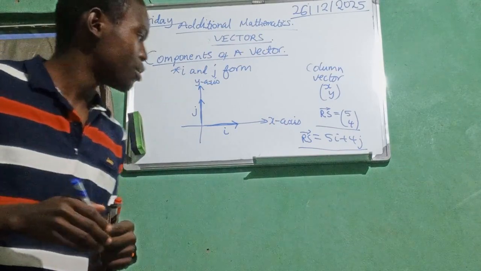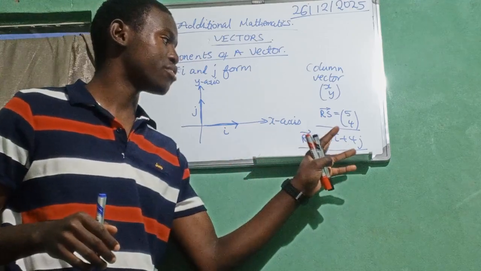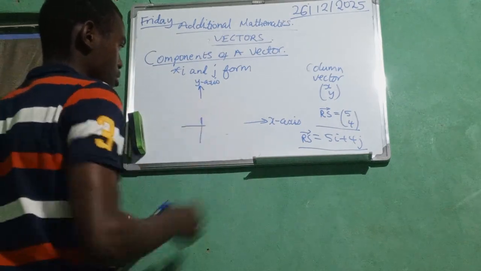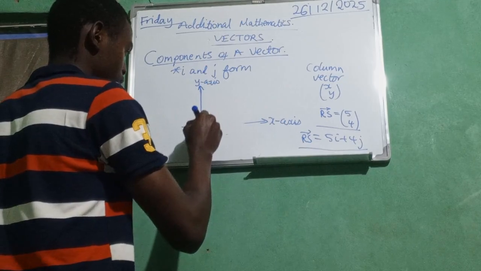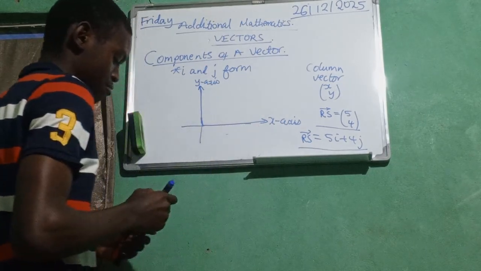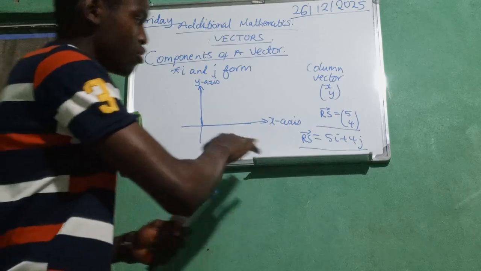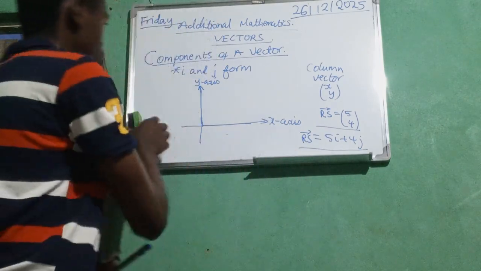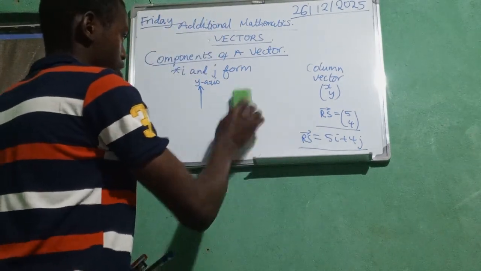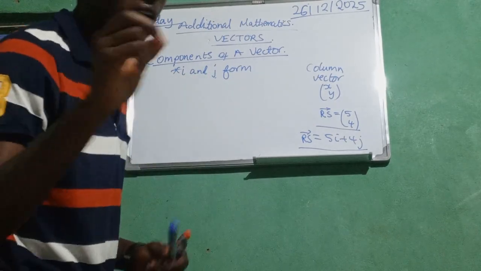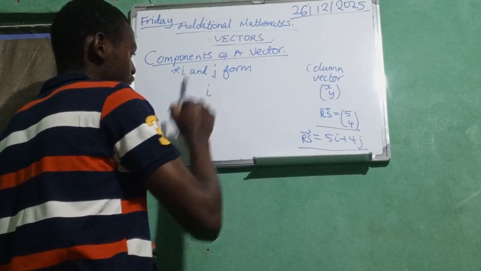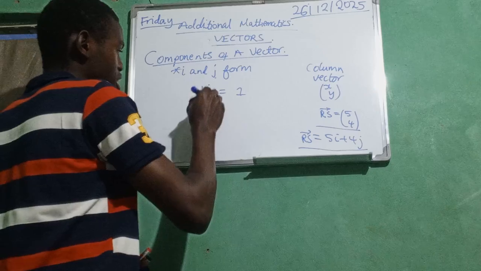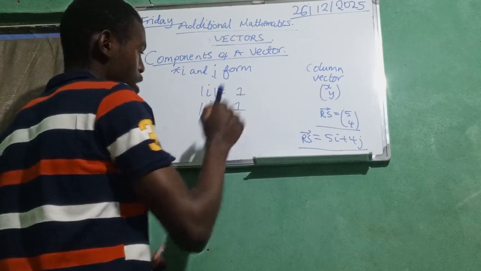So there are some things to note. How can we represent 5i and 4j? Let me show this on the XY plane. First of all, there are things that you need to note before I show it. I is movement in the x-axis. The magnitude of I is equal to 1. The magnitude of J is also equal to 1.